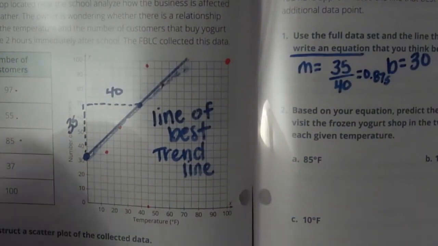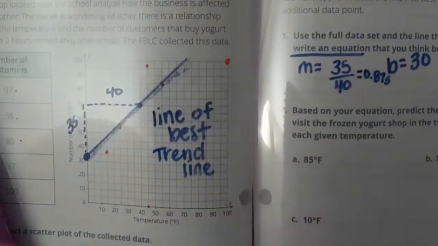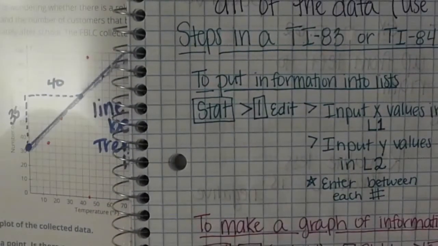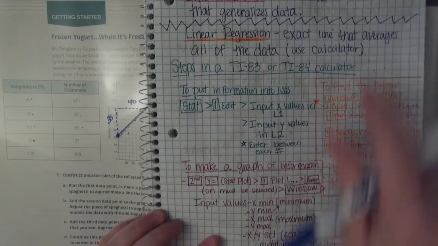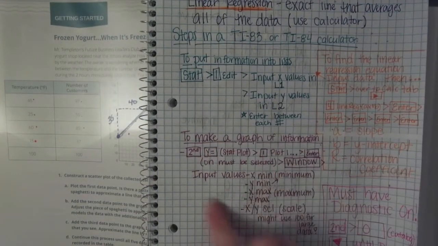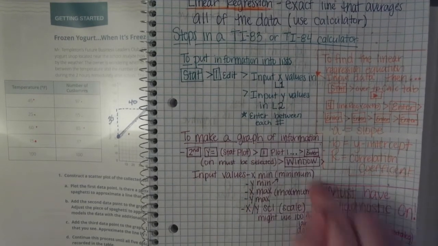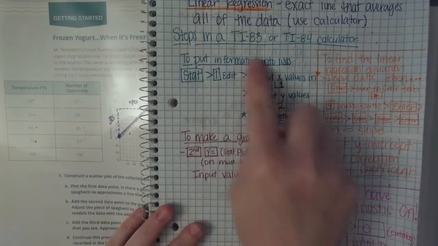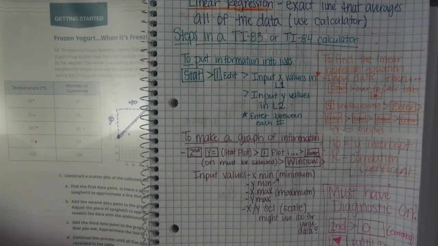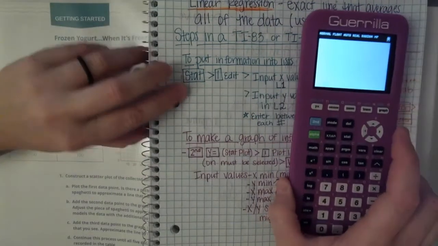Now we are going to go over to these steps in our notebook. So we are not going to work on making the graph today. I wanted this information all together, but we're going to put the information in the list and then find the equation. So here we go.